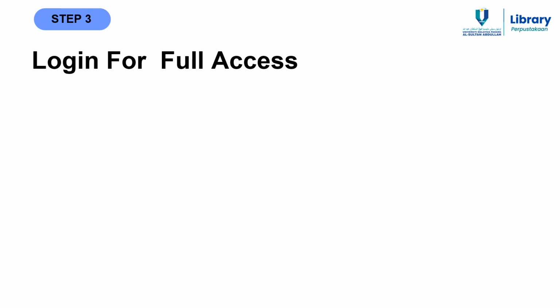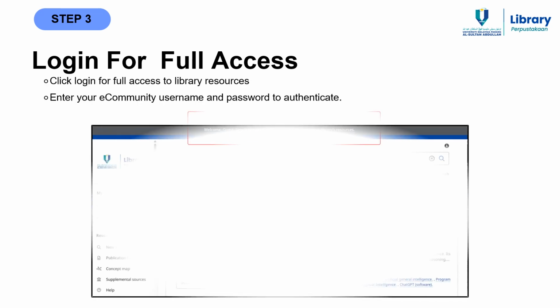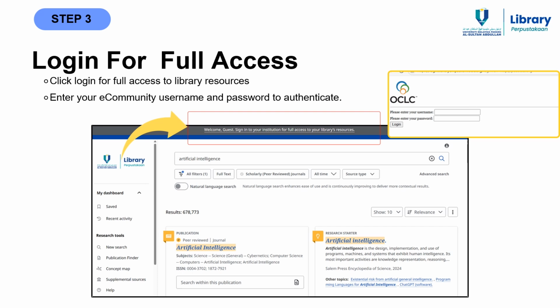Now, to access the full range of library resources, you'll want to click on Login. Once you click Login, you'll be prompted to enter your eCommunity username and password. This authentication process is important because it ensures your account is secure and that only authorized users can access the resources. Now, let's move on to Step 4.